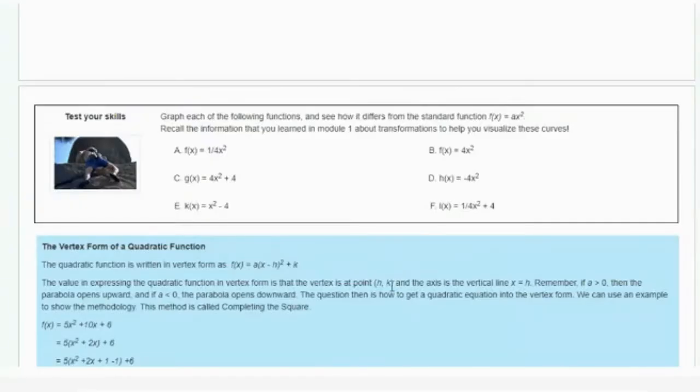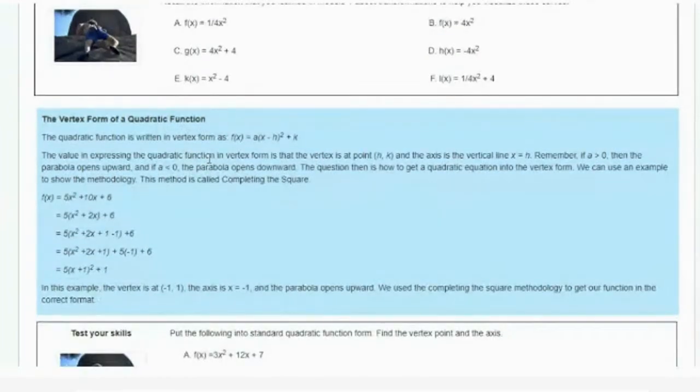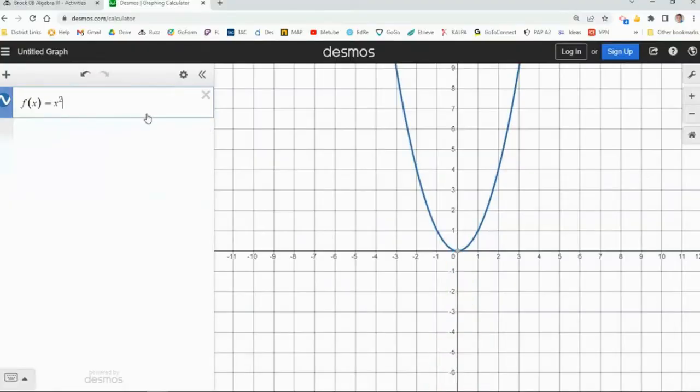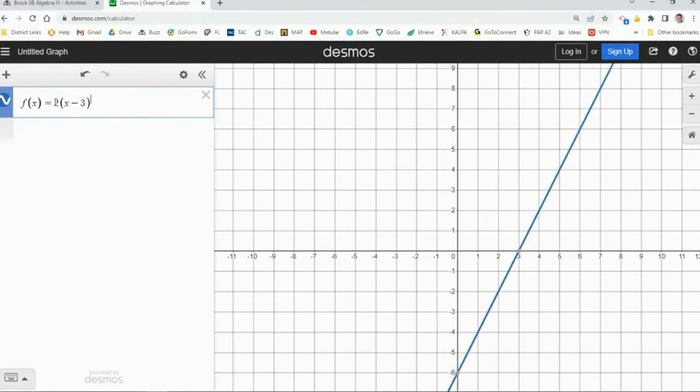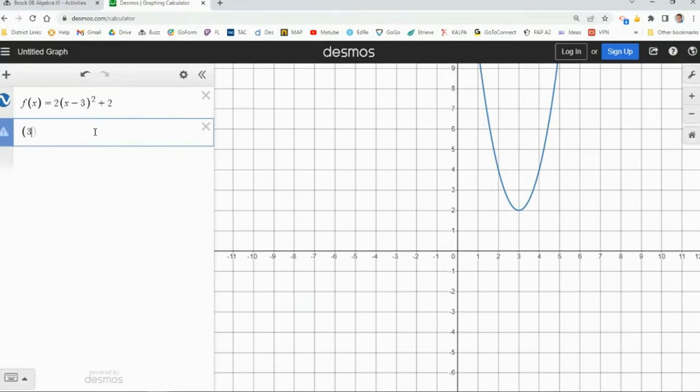All right. Now the vertex form. If you have a quadratic equation, it could be written this way: f of x equals a times x minus h squared plus k. Let's write one like that over here. A will be 2, x minus h. We're going to do our h is 3, squared, and then plus k. So we'll say plus 2. So this is a quadratic. We see that by the parabola. And the h and the k are 3 and 2. Well, let's look at that point 3, 2.